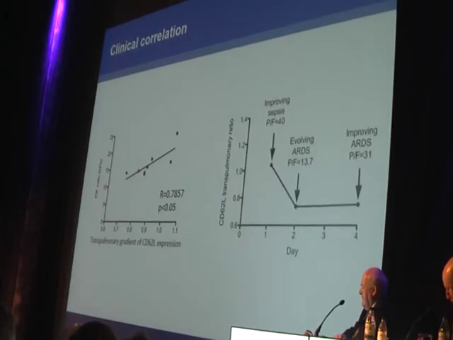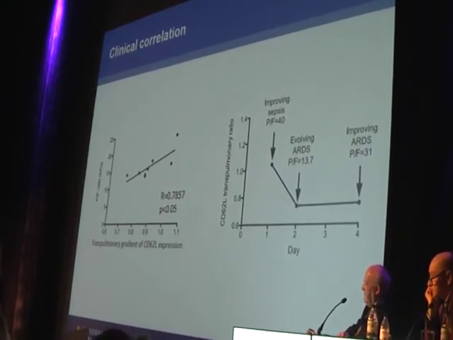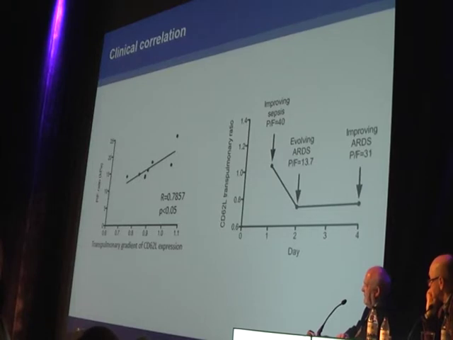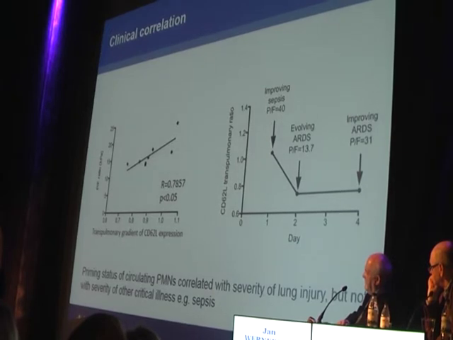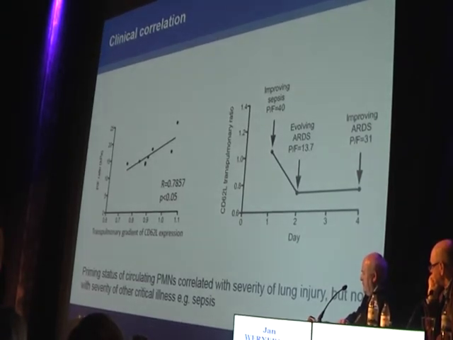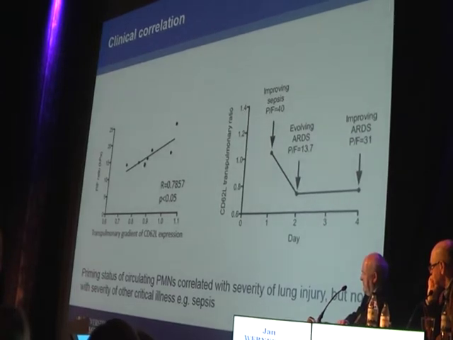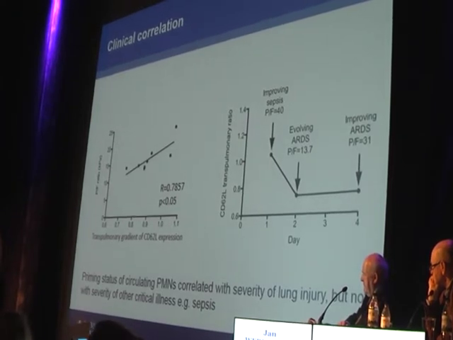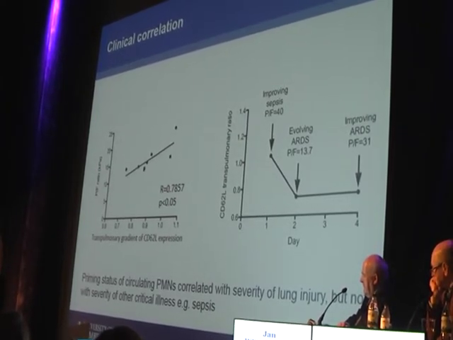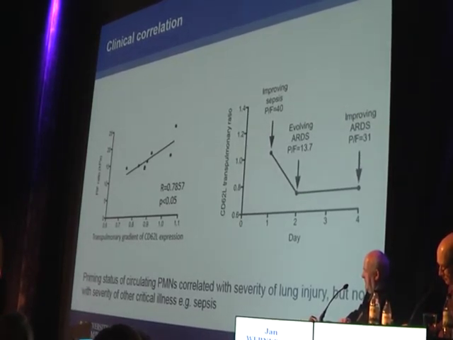And in a couple of cases where we followed the patients and measured their gradients sequentially, we would see things that looked like this. So we had a patient who had sepsis, who developed ARDS, and we could actually measure the change in the gradient over time. And this married up very well with some data from Charlotte Martin from 1992, who had looked at the priming status of neutrophils in the circulation and found that they correlated closely with the severity of lung injury, but not with the severity of other critical illness such as sepsis. So having a failure of neutrophil depriming was a marker of lung injury, but wasn't a feature of sepsis.